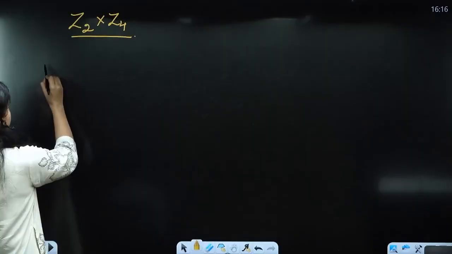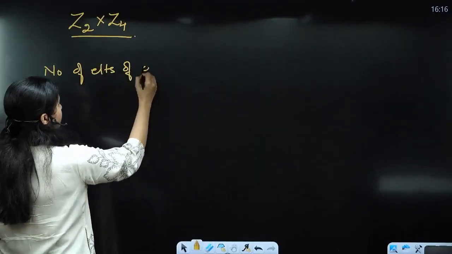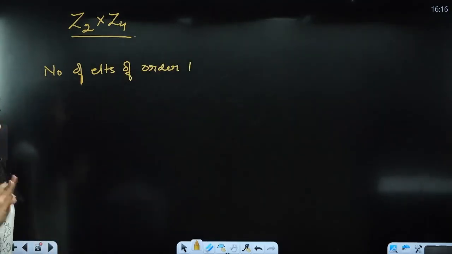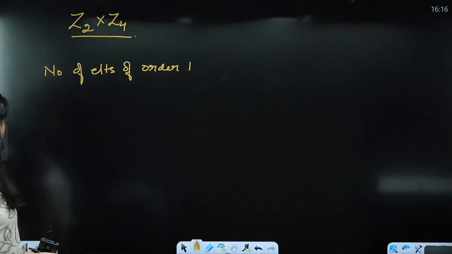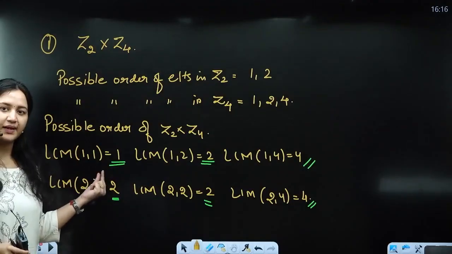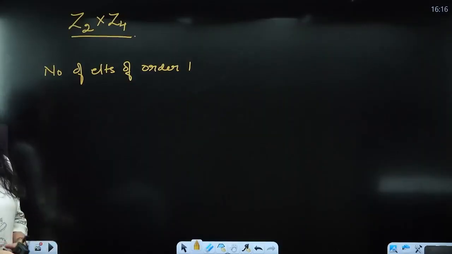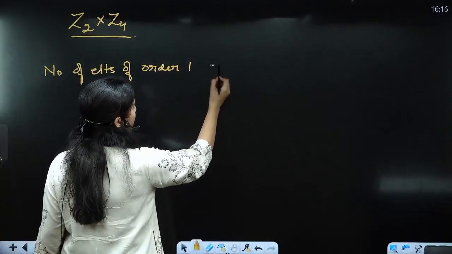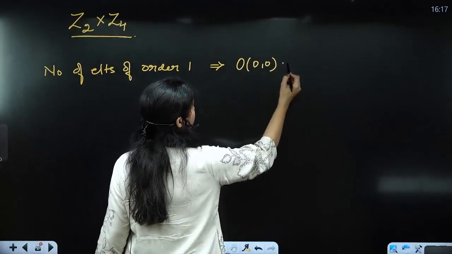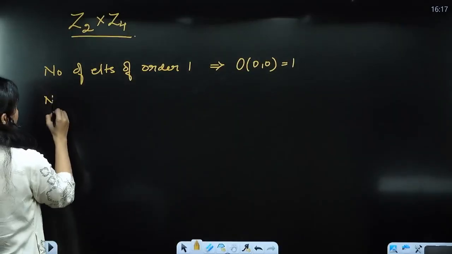To calculate the number of elements of order 1, what is the possibility that the element is going to have order 1? It is that the first element is also identity and the second element is also identity. So here we don't have to do much work. Why? Because there is always going to be one element that is the identity element, that is 0 comma 0, the order of this is 1, so the number of elements is going to be 1 only.